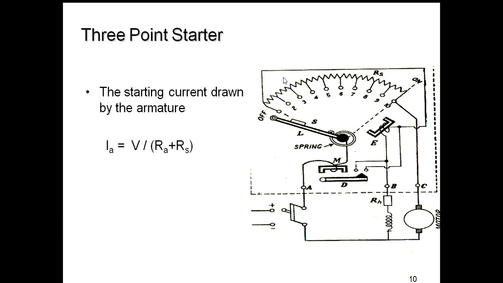The starting current drawn by the armature with this starting resistance is given as Ia is equal to V by Ra plus Rs, where Ia is the armature current and V is the applied voltage and Ra is the armature resistance and Rs is the resistance which we have introduced.